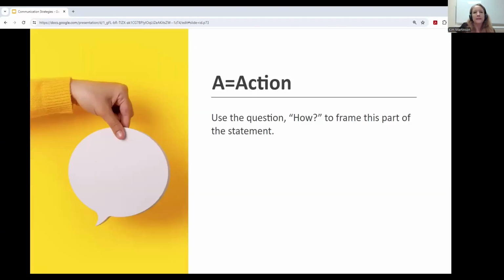And then next is A for action. Now state what you did to resolve the problem in one sentence. Use the question how to frame this part of the statement. The action part will provide a solid description and state the precise actions that will resolve any issues. So an example is, I pulled out my laptop, fired up the PowerPoint presentation, and presented my slideshow.